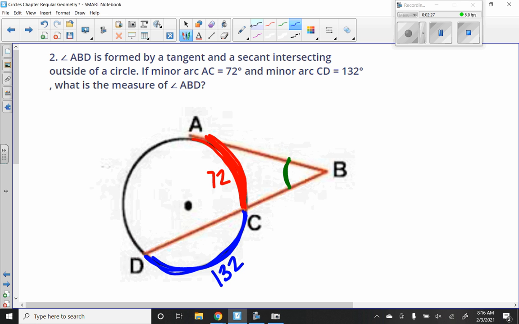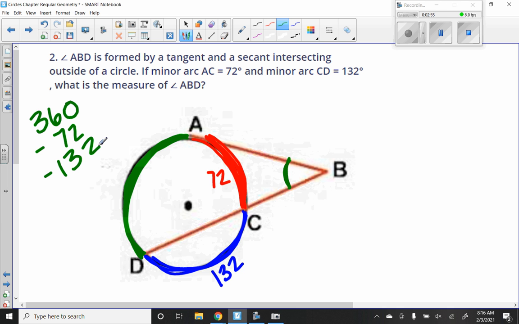Now, first off, you cannot use the 132. The 132 is not inside that mouth. But you have to know all these arcs, these 3 colored arcs, must add up to the 360 of a circle. And if you use the 132 and 72 and subtract them, you'll have your arc. 360 minus 72 minus 132 equals 156. That is your far arc.